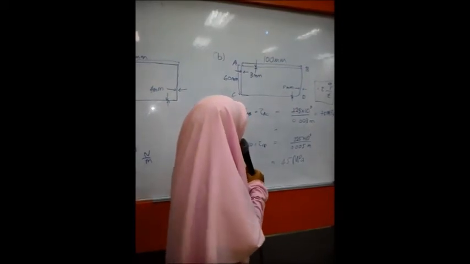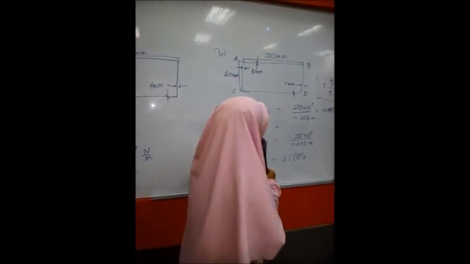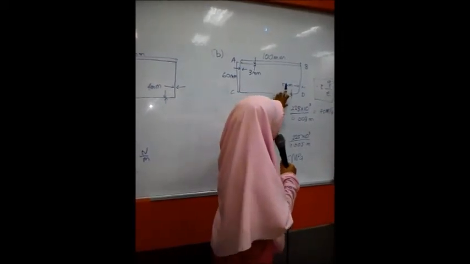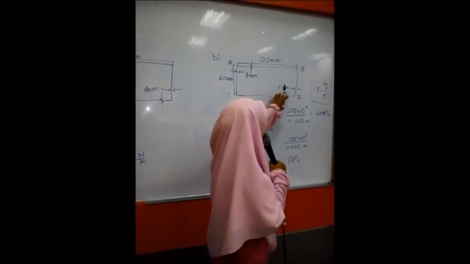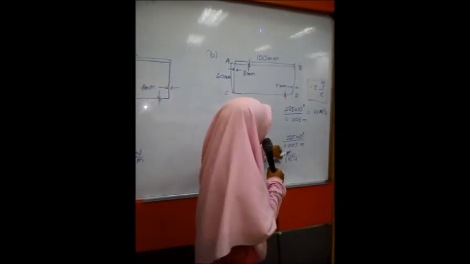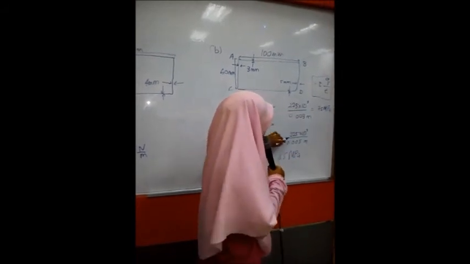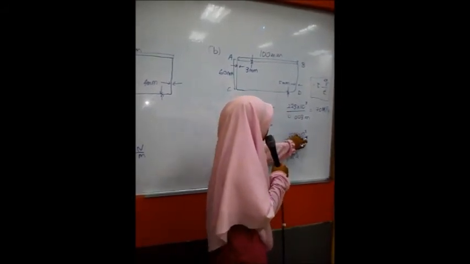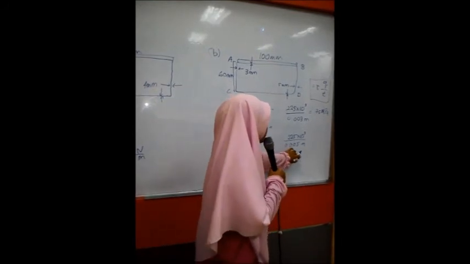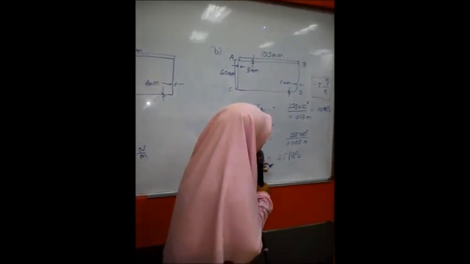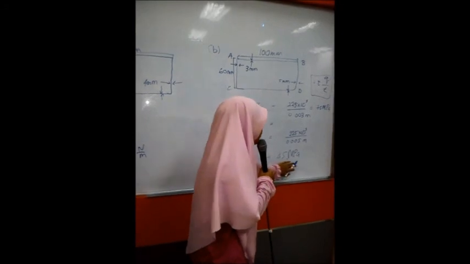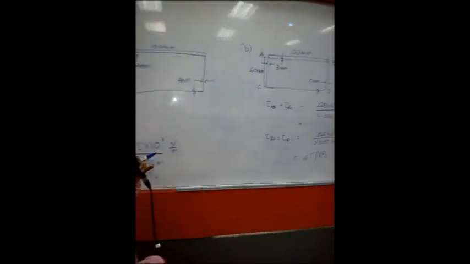And then for shear BD and shear CD, 5 mm is the thickness for BD and CD. So we substitute the value to the formula, 225 times 10 to the power 3 over 0.005 m. So we get 45 megapascal. Thank you.